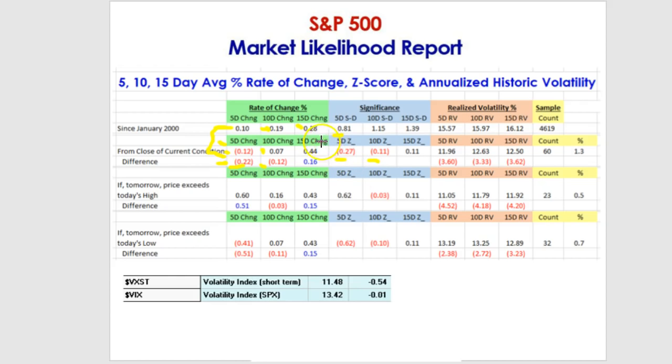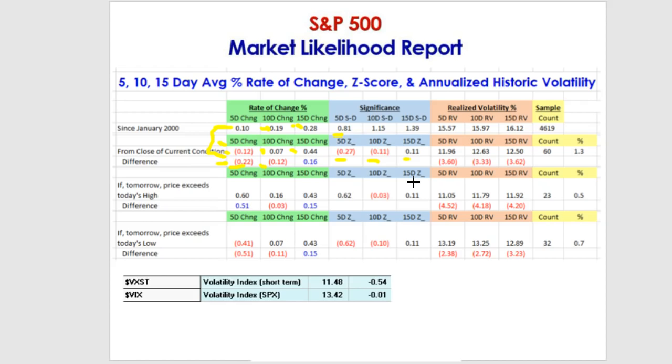What's interesting here is that of those 60 occurrences, the 3-week rate of change is to the upside, 0.44%. That's much higher than the 0.28. So that's about 0.1% to the upside, about 1/10 of a standard deviation to the upside. So again, nothing really too much to write home about across the board here. Now, here's where things get tricky.